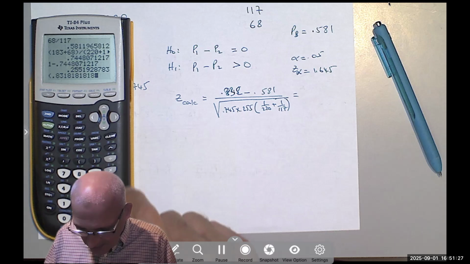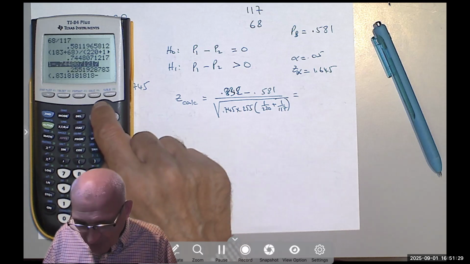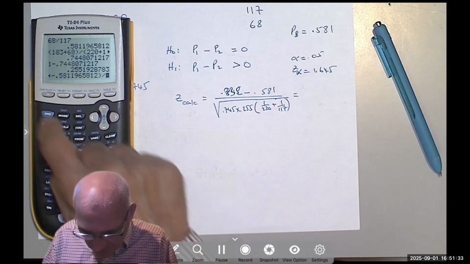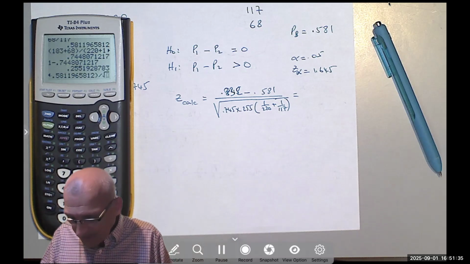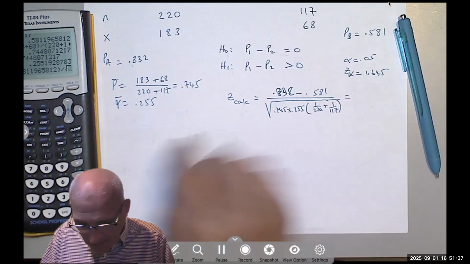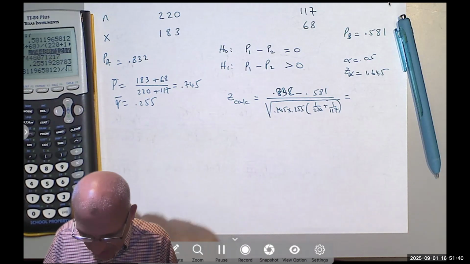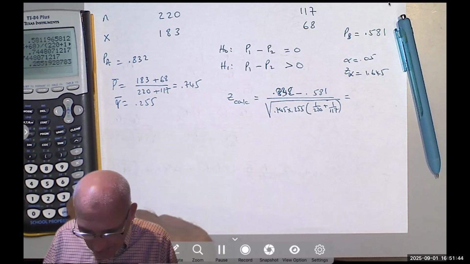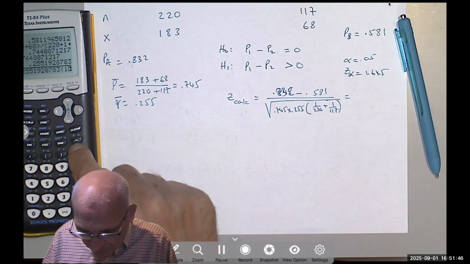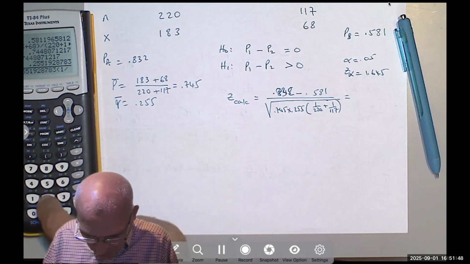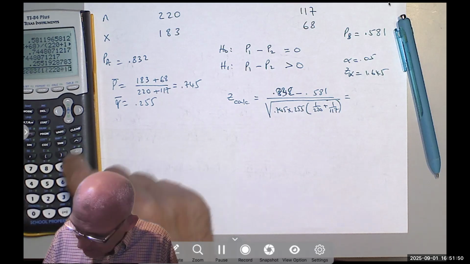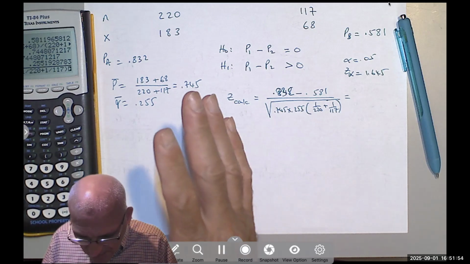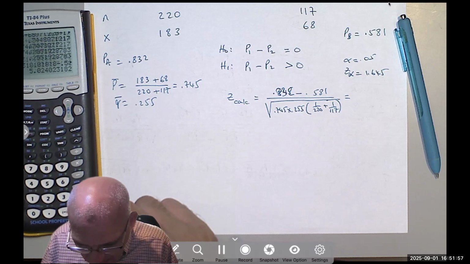0.831 minus the 0.58119, that's the numerator. And then we are going to divide by the square root of P bar times Q bar, times 1 over 220 plus 1 over 117. Hopefully we entered it correctly.